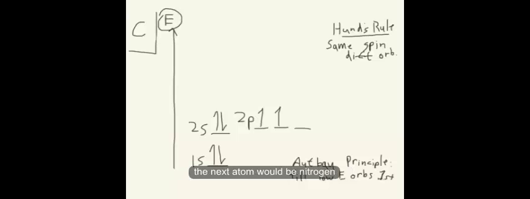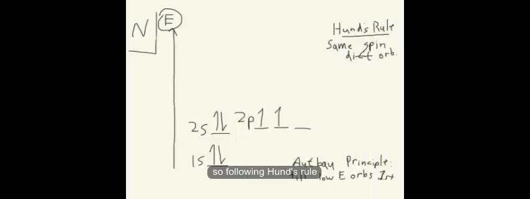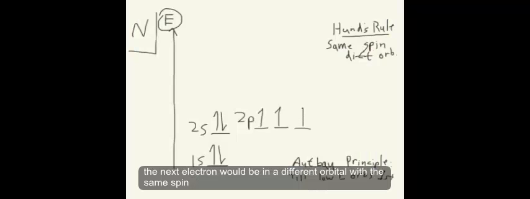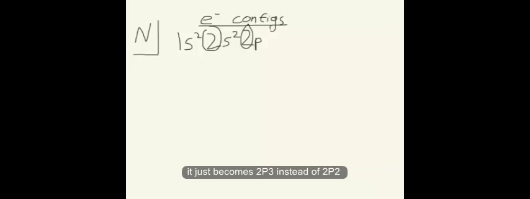The next atom would be nitrogen. So following Hund's rule, the next electron would be in a different orbital with the same spin. So here's how we could write the electron configuration for nitrogen. It just becomes 2p3 instead of 2p2.